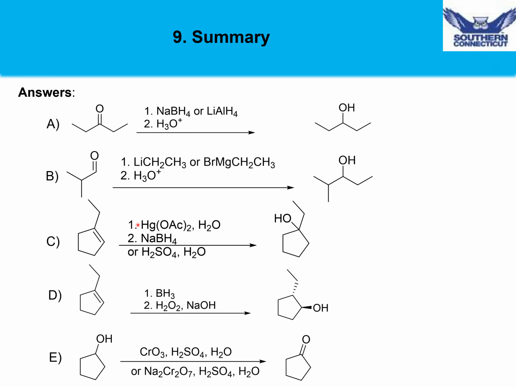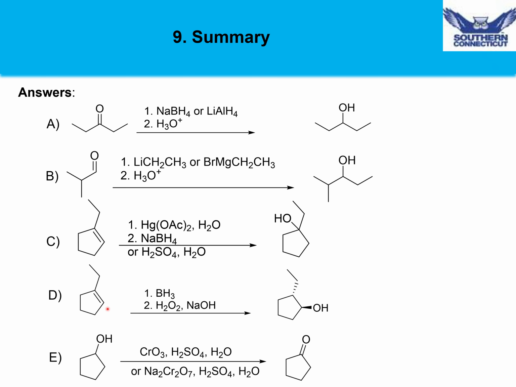In the third reaction, we have a double bond that reacts with mercury diacetate and water to add an alcohol to the more substituted carbon and a mercury acetate group to the least substituted carbon. When we follow that up with sodium borohydride, the mercury acetate group gets converted into a hydrogen. Overall, we convert the alkene into a Markovnikov alcohol. We can do the same reaction with sulfuric acid and water, which will produce the same product.